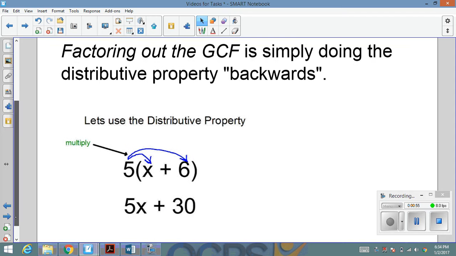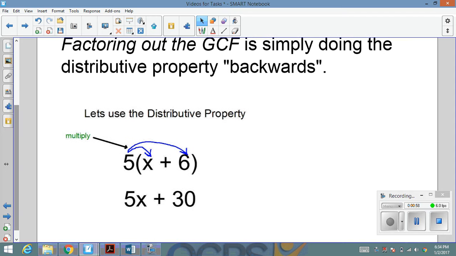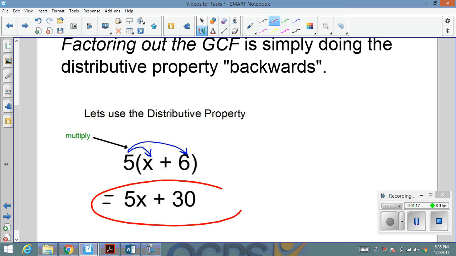So let's recall the distributive property is simply when we do this multiplication, 5 times the sum x plus 6, I simply do 5 times x plus 5 times 6. Now these are equivalent, so we can use equal signs. When we are factoring, I'm going to start with this polynomial, and I'm going to go backwards to where I'm writing it as a product or as a multiplication problem.